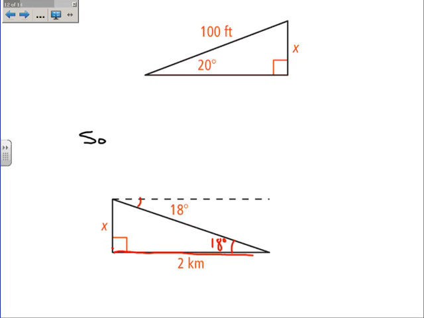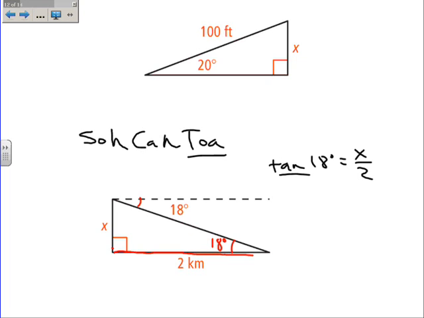I'll use a trig ratio, so SOH CAH TOA. I know the adjacent, I want to find the opposite. So the ratio that relates opposites and adjacents is the tangent. So the tangent of 18 degrees is equal to the opposite over the adjacent. Okay, make it into a proportion, cross multiply, x times 1 is x. 2 times the tangent of 18 is 2 tan 18.